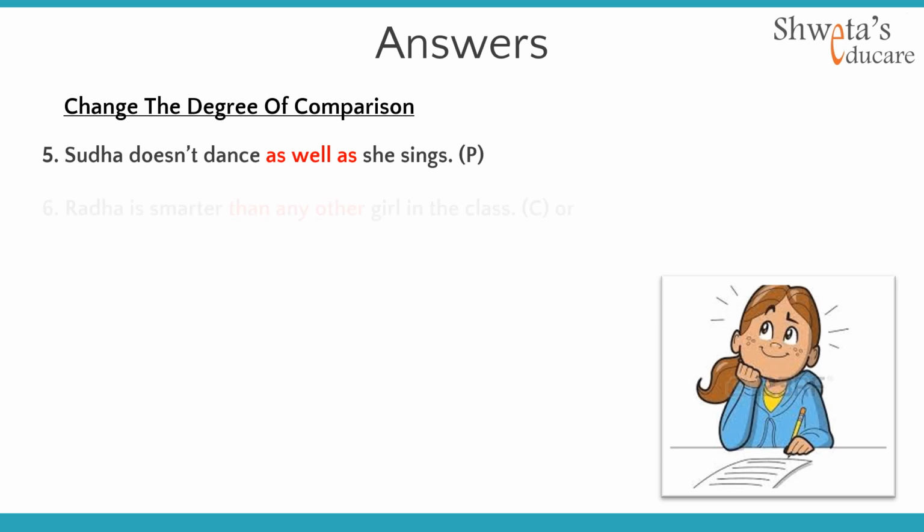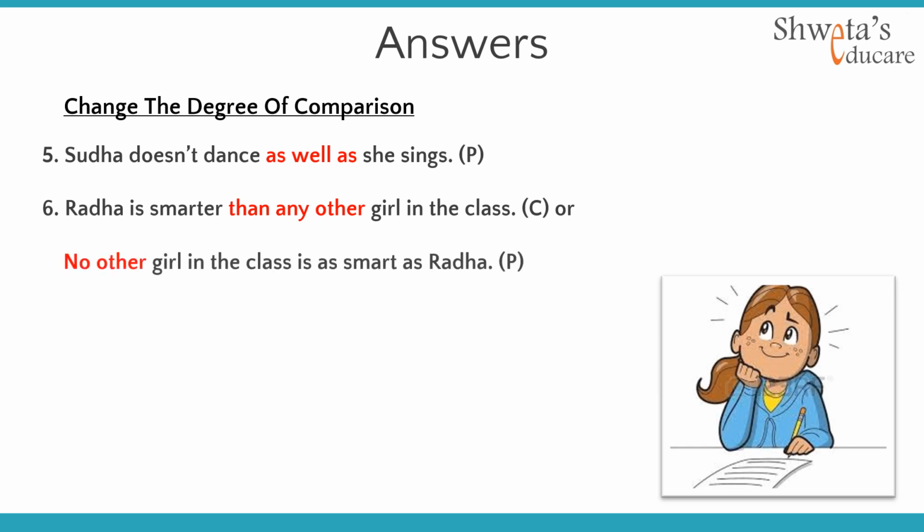Answer 6. Radha is smarter than any other girl in the class. In comparative, in positive it will be no other girl in the class is as smart as Radha.